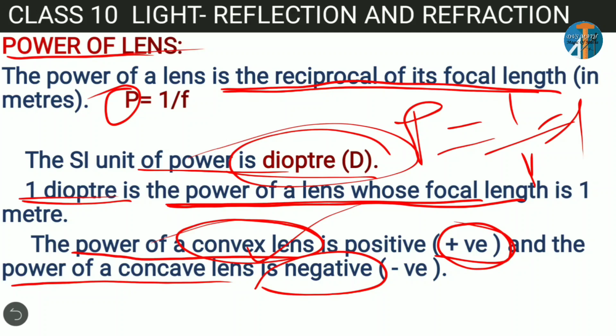I think it's clear. And this positive, negative sign convention I am going to explain when we are doing the problems. Okay, when to take positive, when to take negative, like that I am going to explain when we are doing the problems. Now just remember, if the power is positive, it is convex lens. If power is negative, it is concave lens. Okay, this is all about the theory part of this lesson.